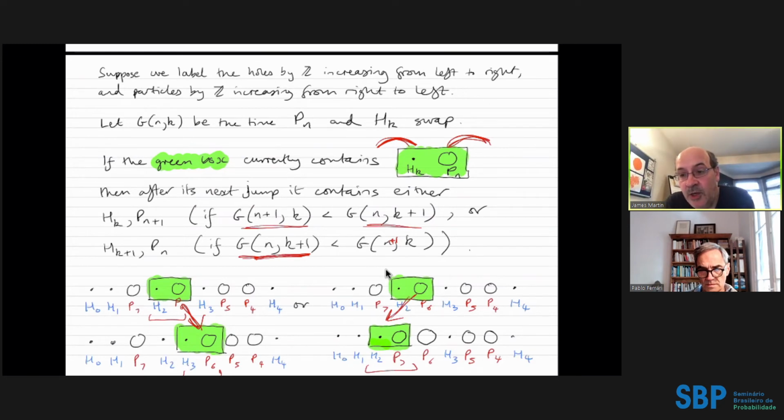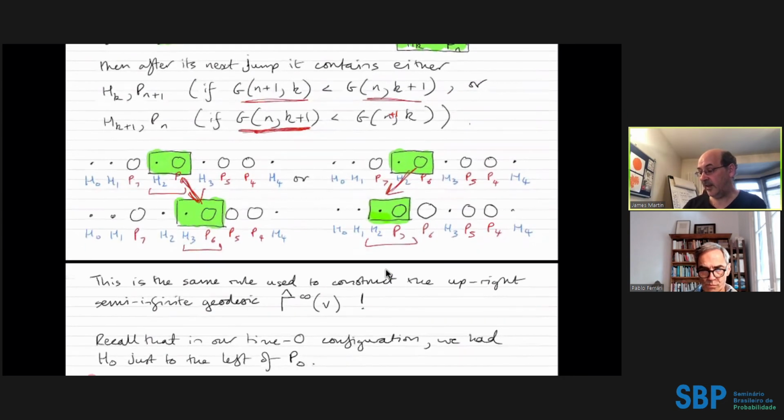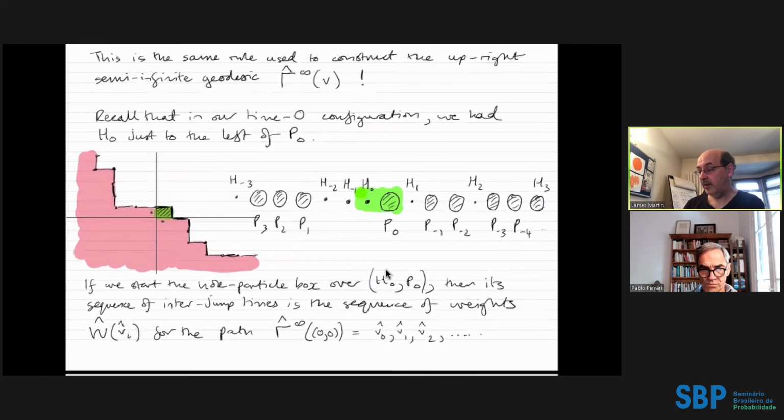And this is just the same rule as we had for constructing this geodesic that went up and right. You look at the point above you. So you're at 0.26, let's say. You look at 0.27 and you look at 0.36, and you say, which of those two points has the earlier value of G? And you go to that, your new point on your path is whichever one was earlier. So the jumps made by this box, made by this second class particle thing, are exactly the same as the jumps made by the semi-infinite geodesic G hat, which goes up and to the right.